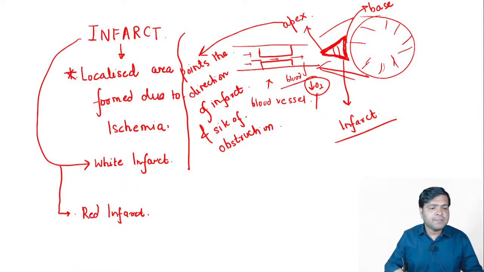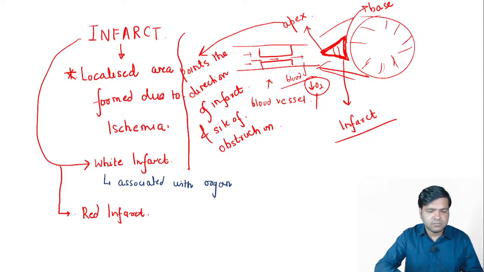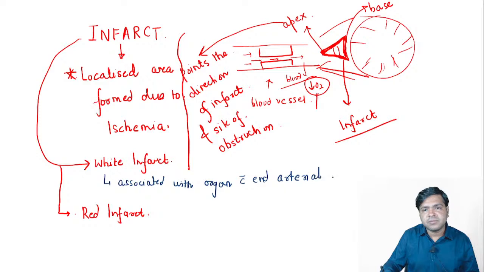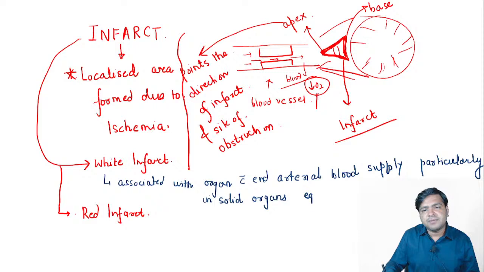Now, the white infarct, remember, is associated with organs with end arterial blood supply, particularly in solid organs. Example, heart and kidneys.